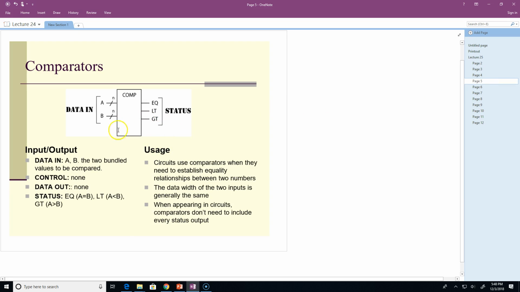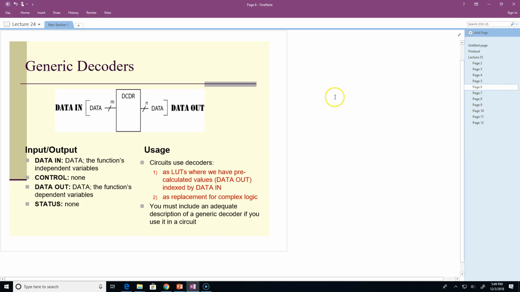Comparators, once again, it's comparing these two values, A and B here. Generally speaking, the status it's going to output is either equal, less than, or greater than, based on A equals B, A less than B, A greater than B. So once again, this has data inputs, no control inputs. It has status outputs, no data outputs. So generally speaking, you're going to use these in circuits where you need to compare numbers. Generally, it's more complex comparisons. Oftentimes I can use just gates for more simple comparisons.